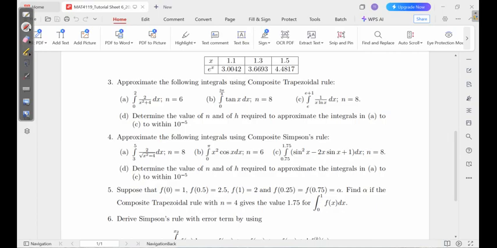So let me pick question 3a. That is the definite integral from 0 to 2 of a rational expression, 2 over x squared plus 4 dx, and we're given n is equal to 6.